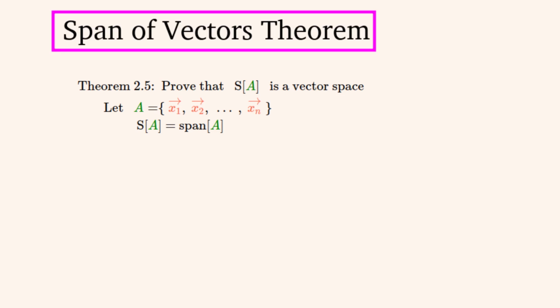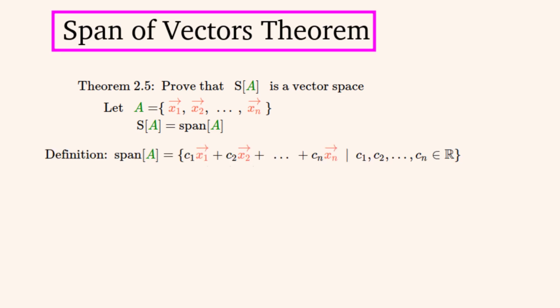This time we're going to prove that the span of any set of vectors is a vector space. So this is the definition of a span. It's the set of all possible linear combinations of these vectors. It doesn't matter whether this set is linearly independent or not, because a certain vector in this set could be written in multiple ways in terms of the coefficients of these vectors.